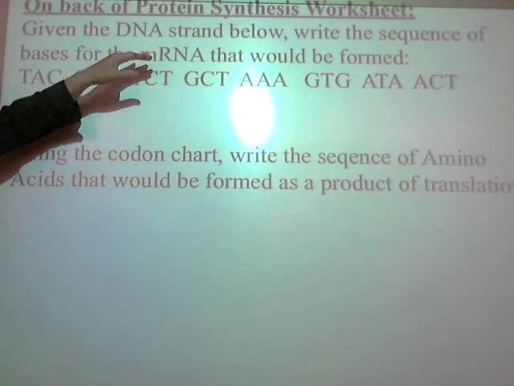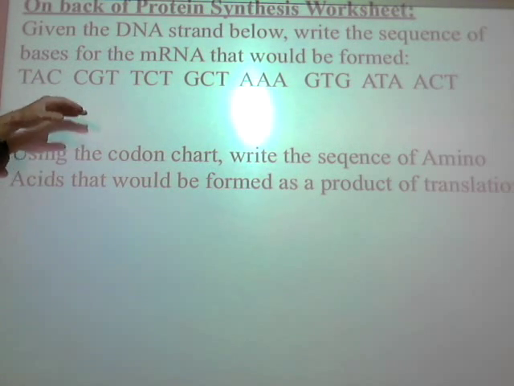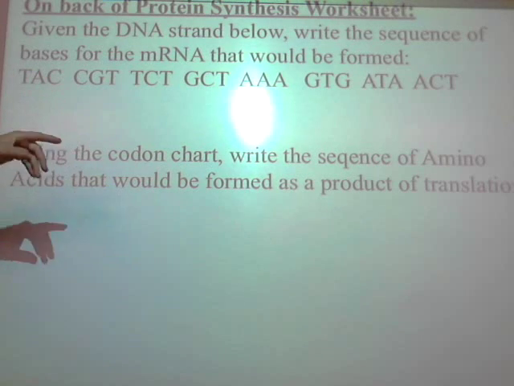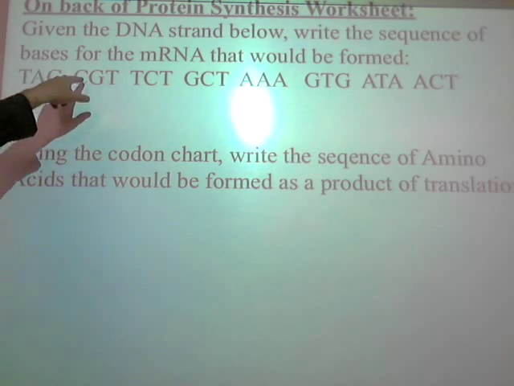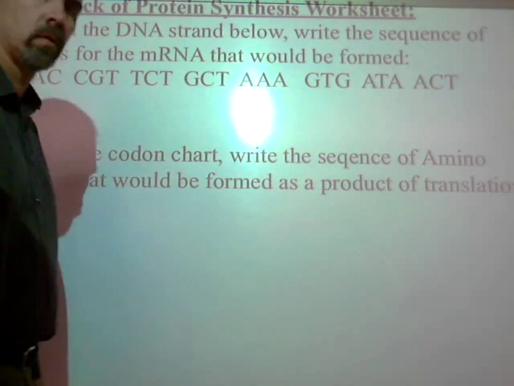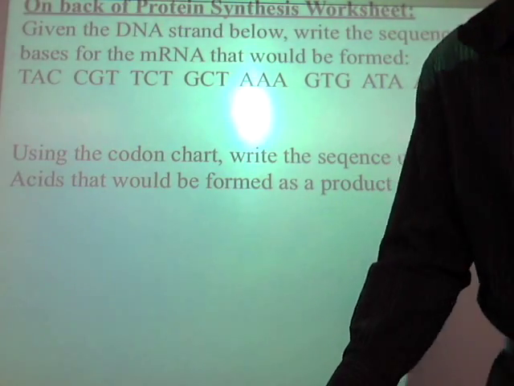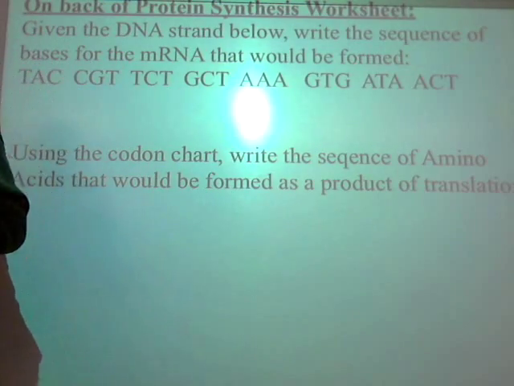There I would want you to write the complementary mRNA sequence that would have formed from this, and then underneath that, you're going to write the amino acids that will be formed from that. And I'll talk about that in a second. But basically just copy this TAC, CGT, whatever, all right? And directly underneath that, leave room for the mRNA sequence. And then underneath that, for the amino acid sequence. And you could use abbreviations because I'm going to give you this chart that has the abbreviations and what the codons actually correspond to.